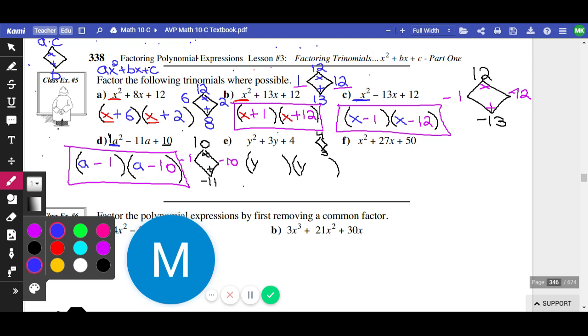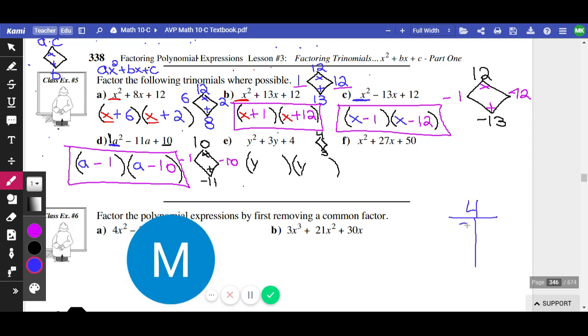And your chart is like your way of checking to see if there is a combination that works. Things that multiply to be positive 4. 2 and 2, 1 and 4. That's everything. That's the whole chart. Then you check if any of these work. 2 and 2 add to be 4, doesn't work. 1 and 4 add to be 5, doesn't work. That means this thing is not factorable.